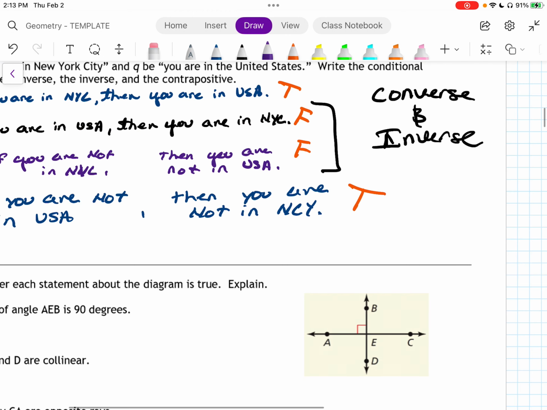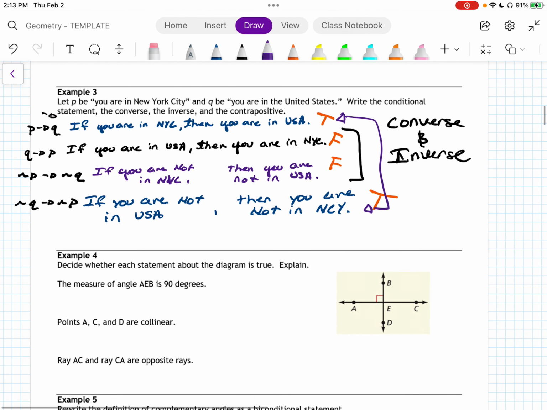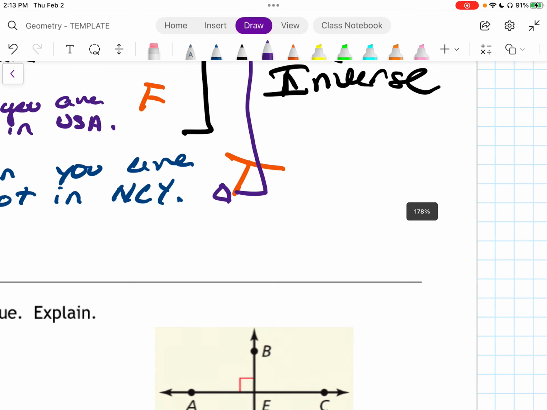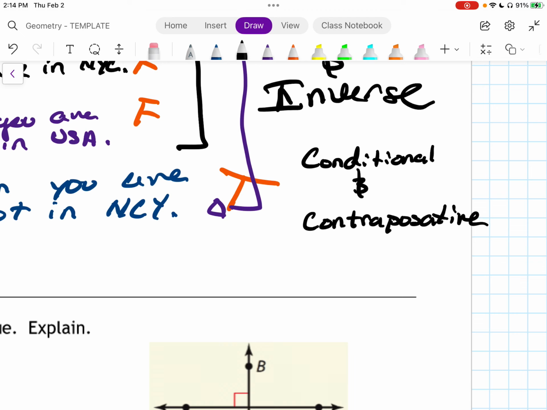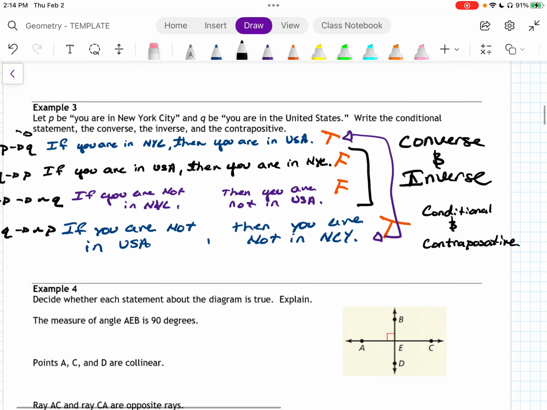We should be able to see now that the top and the bottom go together, right? This is the regular conditional and the contrapositive. So the conditional and the contrapositive, they go together, okay? Now, it might be that all of them are true or all of them are false, but we know that the converse and the inverse will always be either true or false together. And then the conditional and the contrapositive will always be either true or false together.